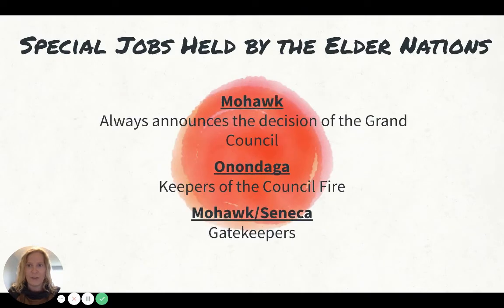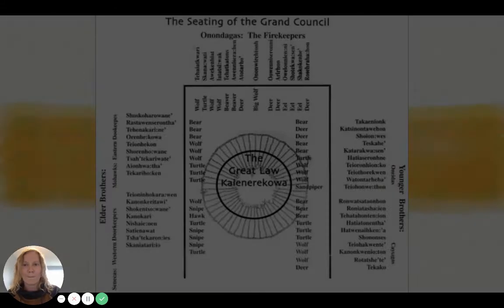All right, you might remember some special jobs that the elders had. So something that's new is the Mohawk always announced the decisions of the Grand Council. So after everybody made their final decisions at the Grand Council, a representative of the Mohawk clan would stand up and announce what the final decision was. We remember Onondaga, they're the keepers of the council fire, so everybody goes there to make decisions, and the Mohawk and Seneca are those gatekeepers, so they have to offer that peace 3 times or else they have to go to war.